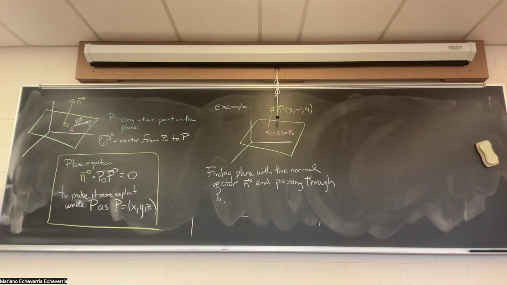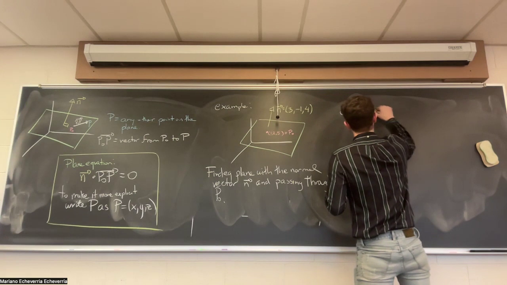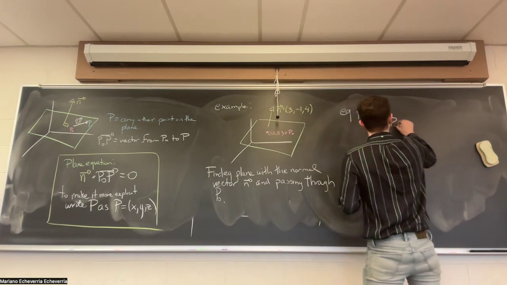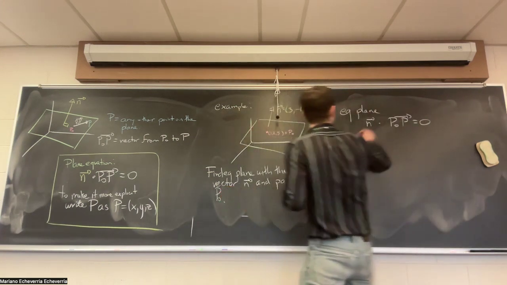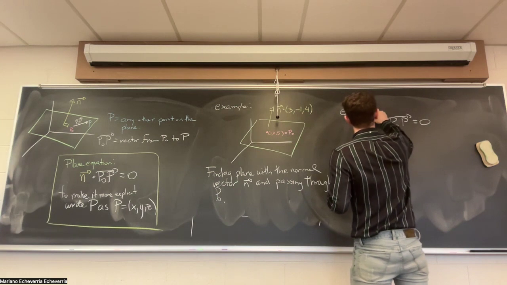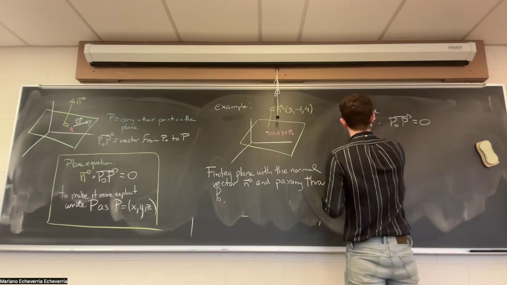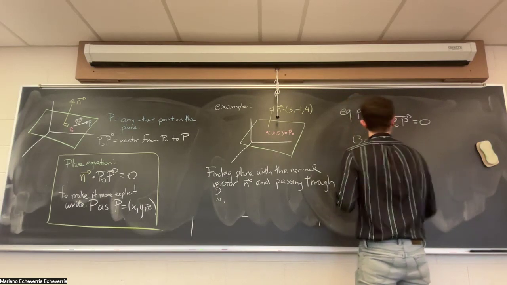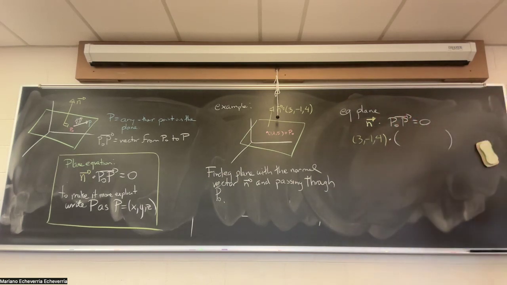So what is the equation of the plane? Well, it's just N dot P naught P equals 0. Let me put this in yellow still. What is N in this case? It's 3, -1, 4. And what is P naught P? Do you remember the formula? I just subtracted the entries of the points.